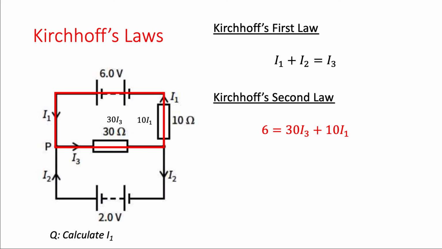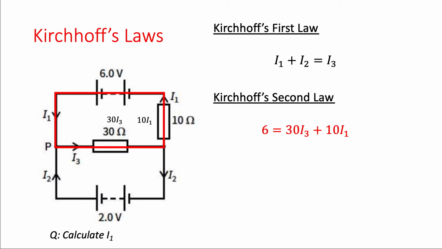Now what you've got there is that the sum of the EMFs on the left hand side, that's 6, is equal to 30 times I3, that's our potential difference across the 30 ohm resistance, and our 10 times I1, which is the potential difference across the 10 ohm resistance. Now you can see again, we've gone some way to finding our I1 value. However, it's going to take us a lot of extra work. We don't know I3. We also don't know I2, and so it doesn't really help us doing this loop.